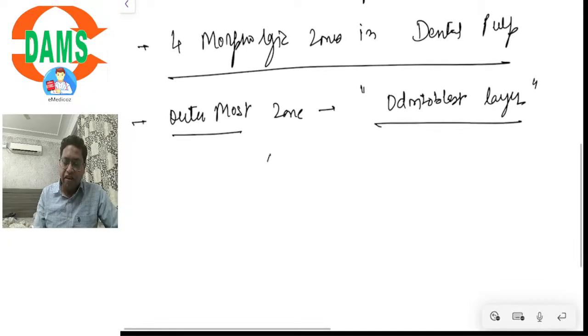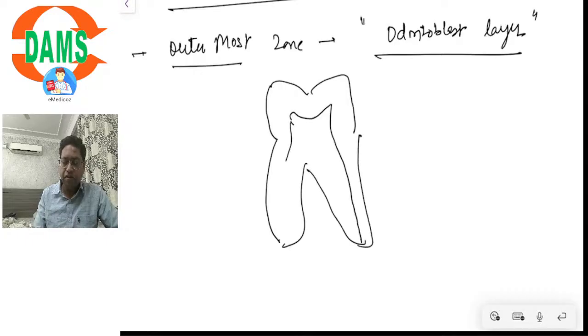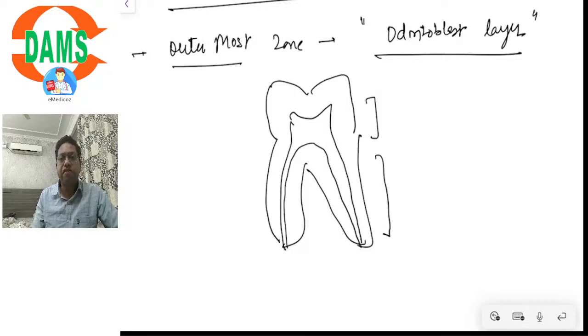So what is actually present? Suppose this is a tooth, any tooth, like this, and this is the pulp organ of the tooth, which consists of the pulp chamber and the root canal. This is the entire root canal system. So this pulp organ basically has an outermost zone, a layer of cells called the odontoblast layer. This is the outermost zone of the pulp, the first zone, from outside to inside, as we would study the pulp.